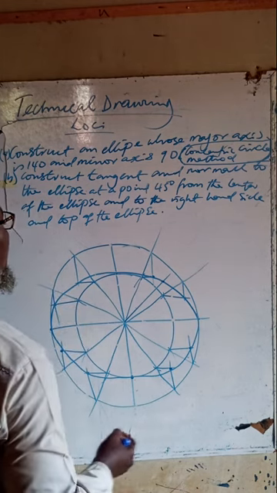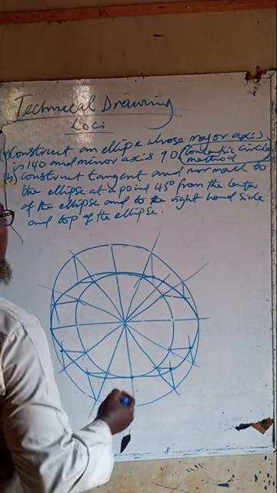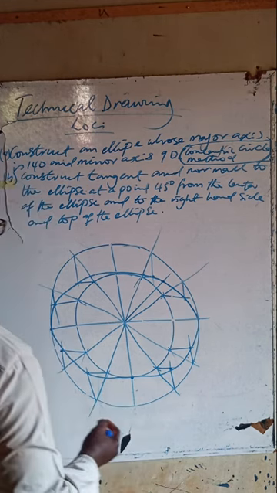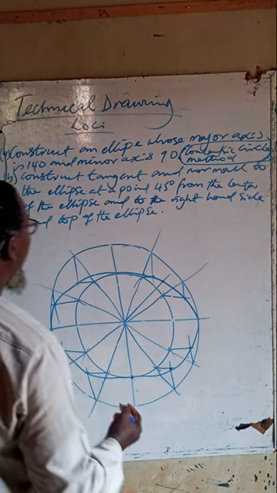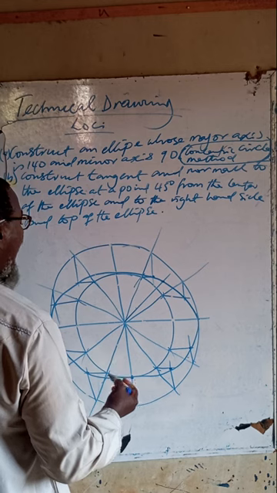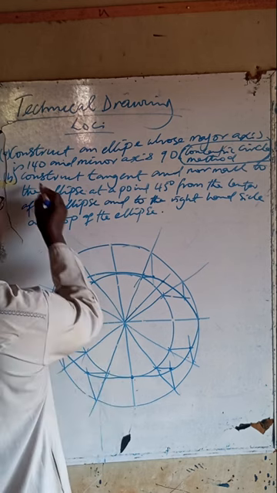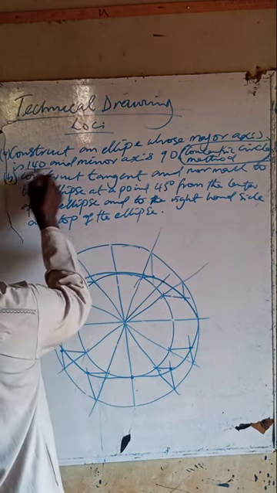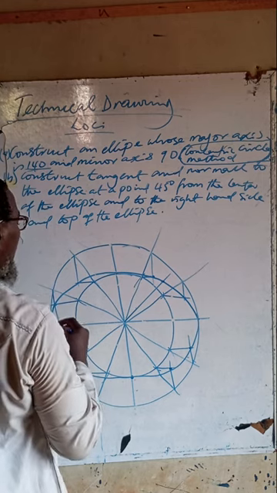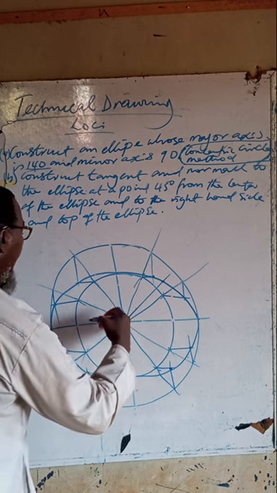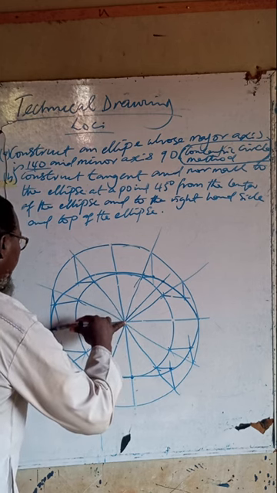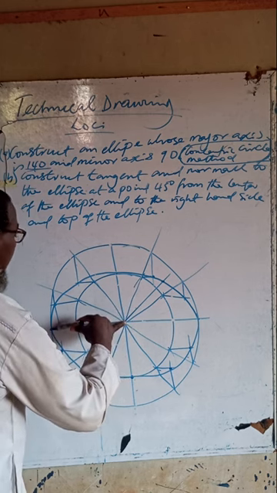The next thing you're going to do is to determine the focal point. How do you determine the focal point? Again, you take the major axis. Remember the major axis is 140, so half of it is what you take. You put your pin here and extend it to the end of the ellipse. That distance will be 70.